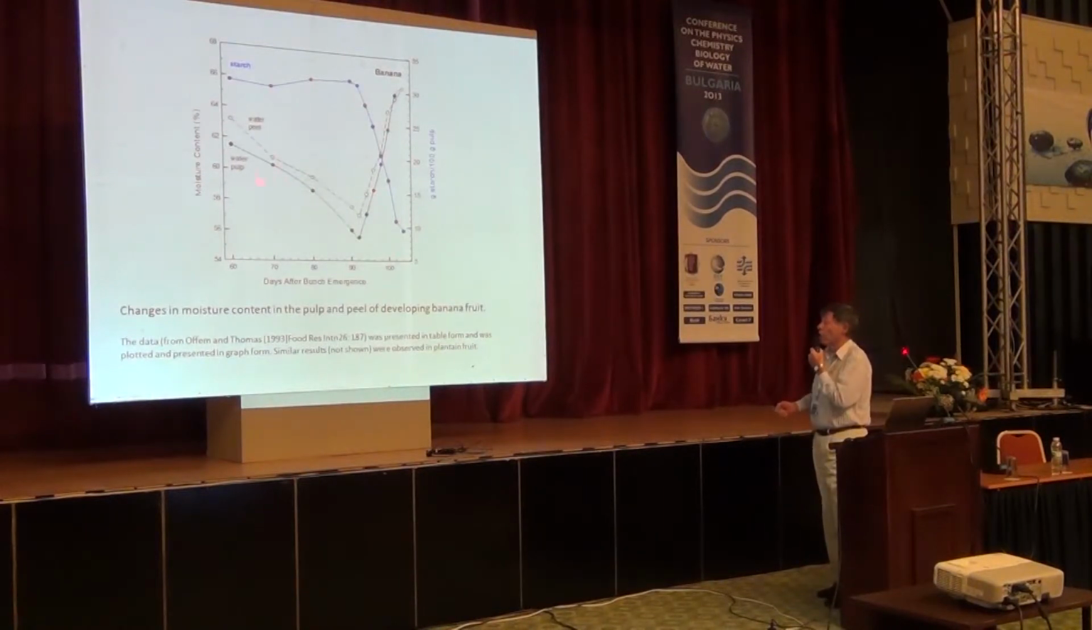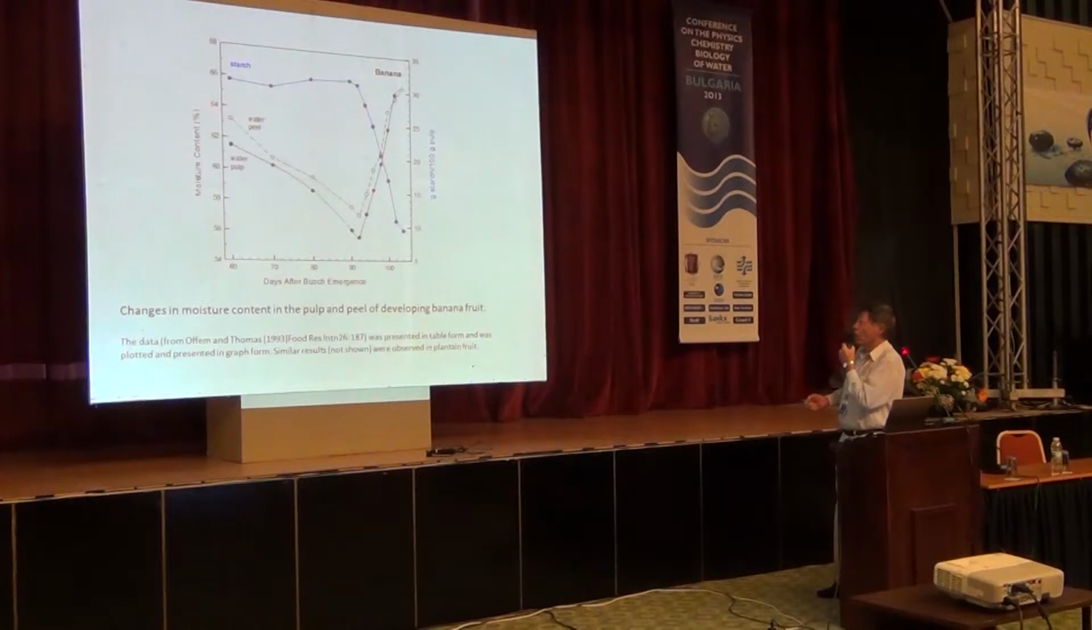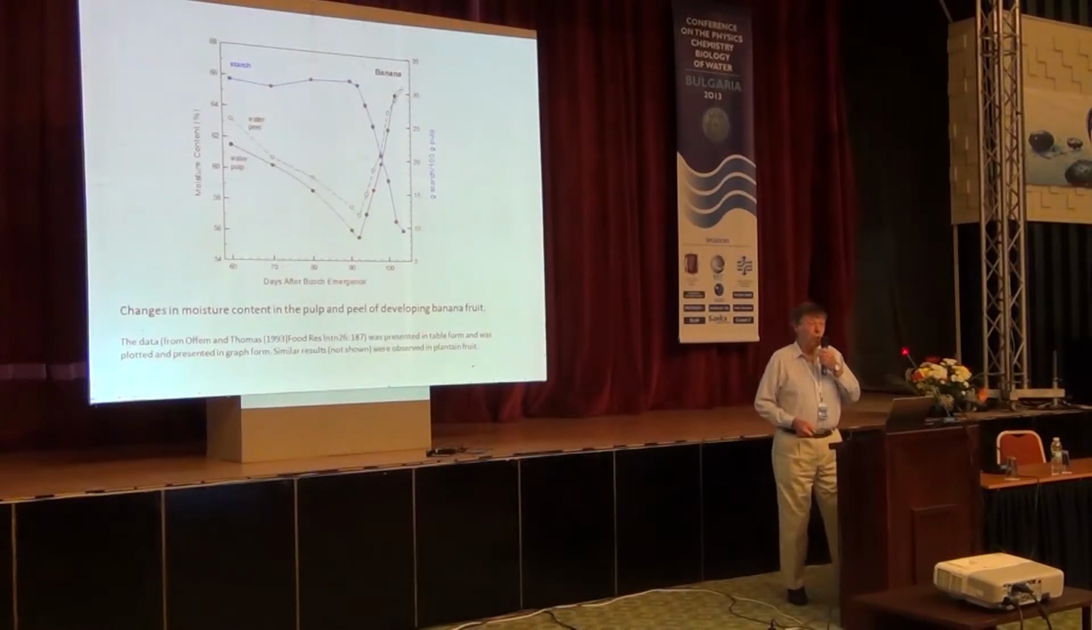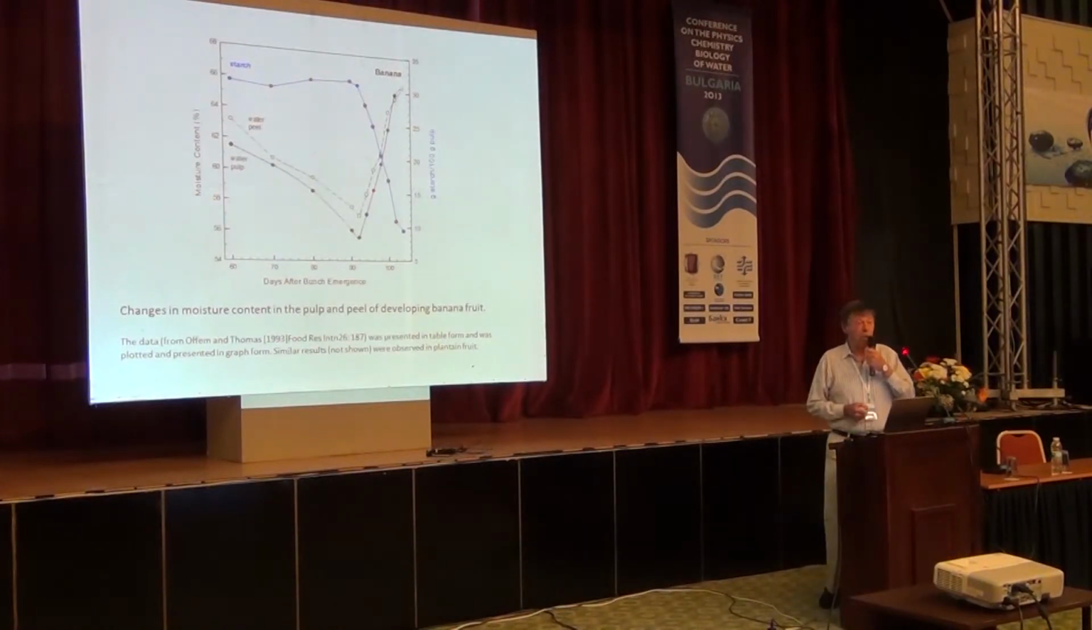I pulled out the values and plotted them, and lo and behold, what one observes is that as the fruit approaches the stage of ripening, there is a decrease in the water content in both the pulp and the pea, and you can see that as it begins to ripen, it increases water content, and that shows the corresponding change in starch. Starch begins to be degraded into sugar. We found many examples like that, and so the phenomenon appears to be universal and apparently is valid.